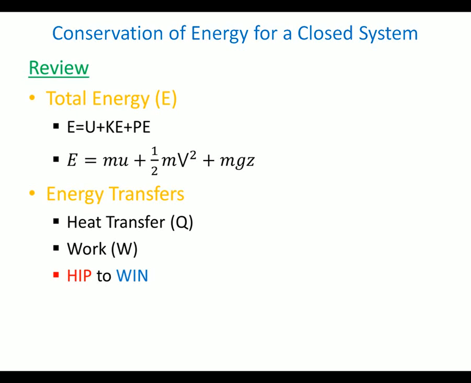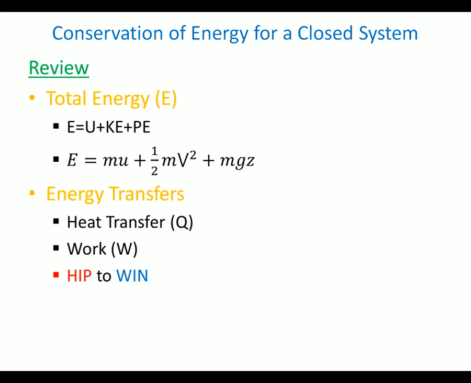With it further defined, the internal energy being the mass times the specific internal energy, the kinetic energy being 1/2 the mass times the velocity squared, and the potential energy being the mass times the acceleration due to gravity times the height. Also, when we talk about energy transfers, there are only two energy transfers we talk about. We talk about heat transfer, which we denote with the letter Q, and work with the letter W. And our sign convention is HIP to win, heat in positive, work in negative. So let's get started.